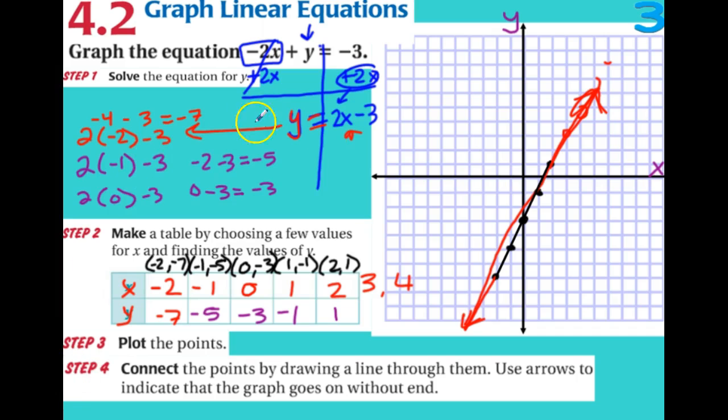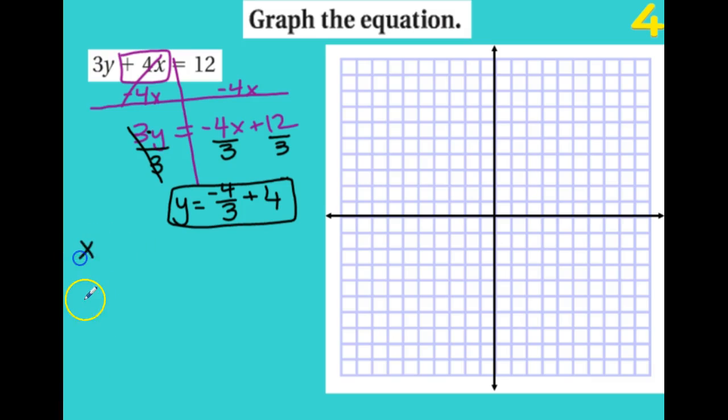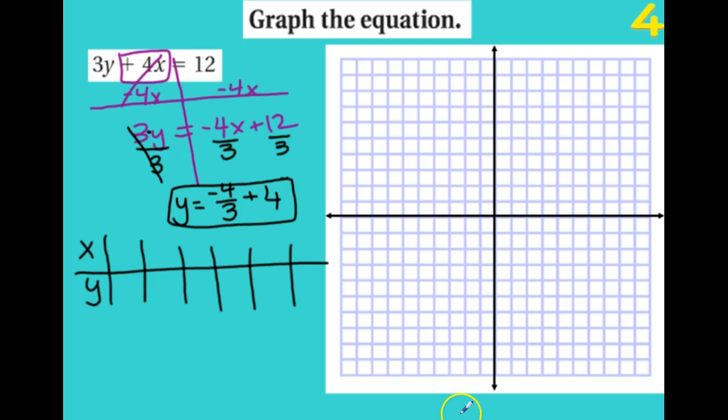Our second step, after we solved for y, was step 2, make a table. So I'm going to make an xy table. And I am going to plug in numbers, but this time instead of choosing 0, a couple negatives, and a couple positives, I'm not going to get nice numbers unless I plug in multiples of 3, because our denominator is a 3. If our denominator was a 2, I would plug in multiples of 2. If our denominator was a 5, I'd plug in multiples of 5. But since it's a 3, I'm going to plug in multiples of 3, like 3, 6, 9, and so on. But I do still want a couple negatives and a couple positives, as close as I can to 0.